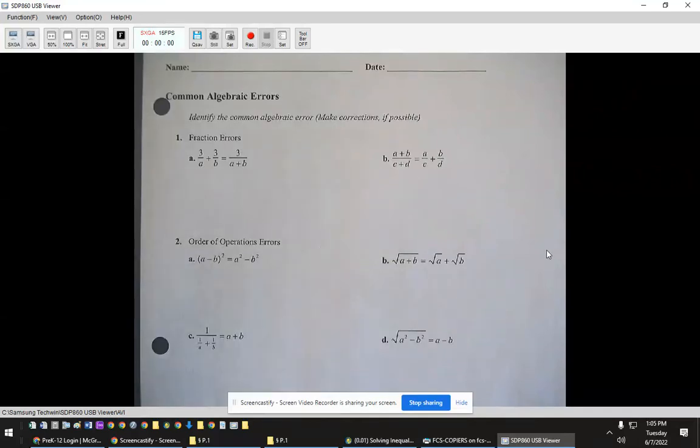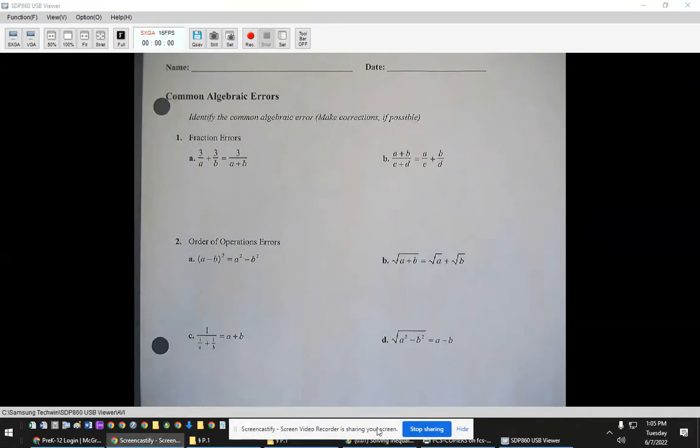Hey folks, we're going to go over a couple common algebraic errors so we don't make these mistakes this year. Let's start off with 3 over a plus 3 over b equals 3 over a plus b.